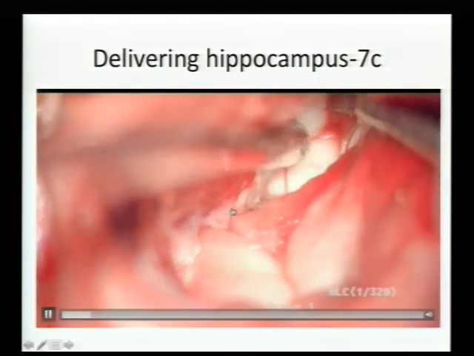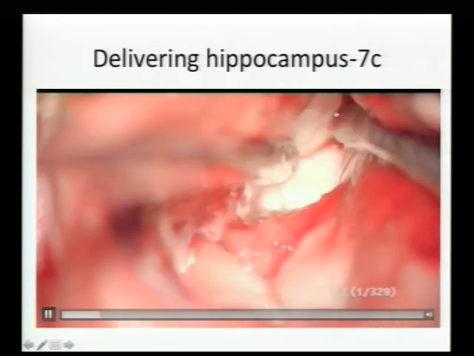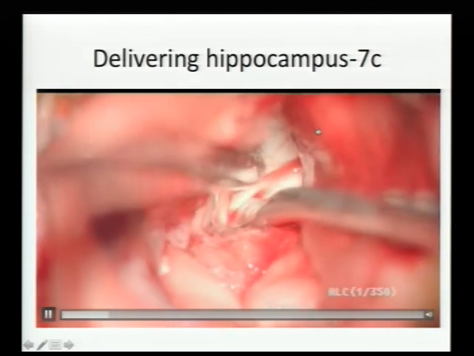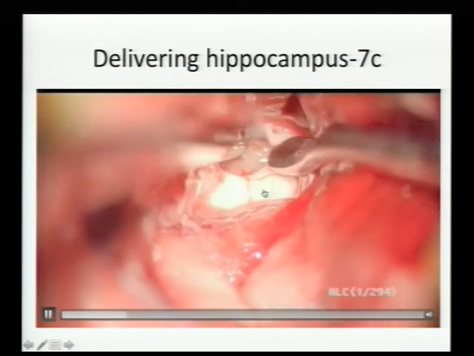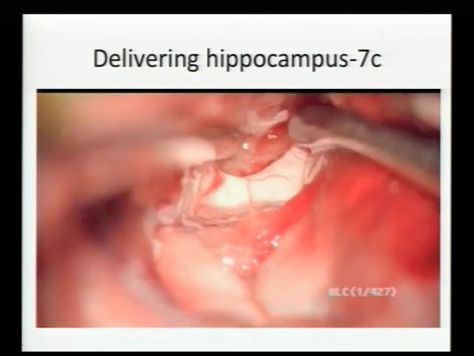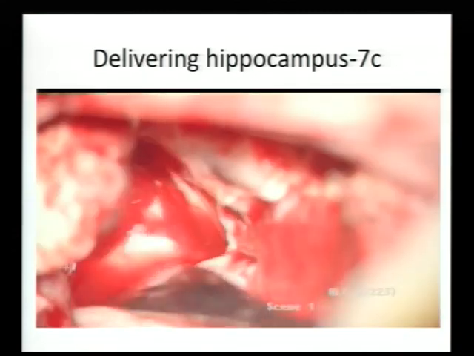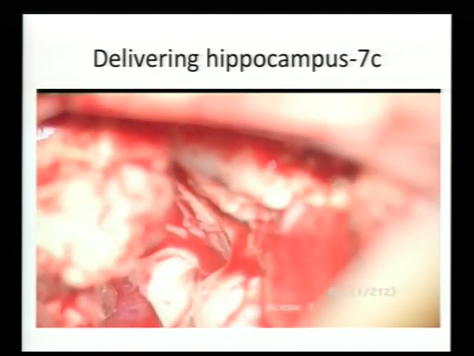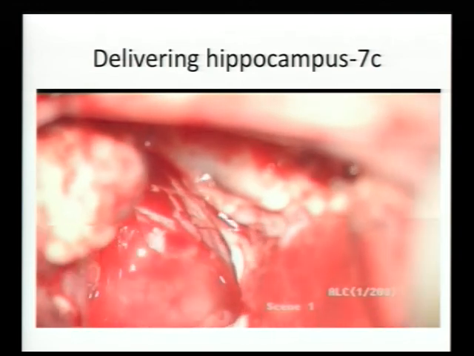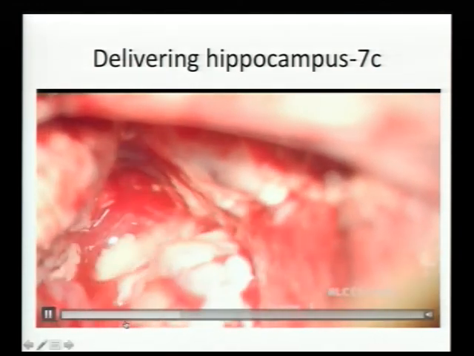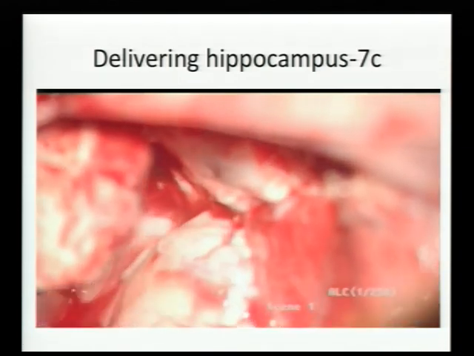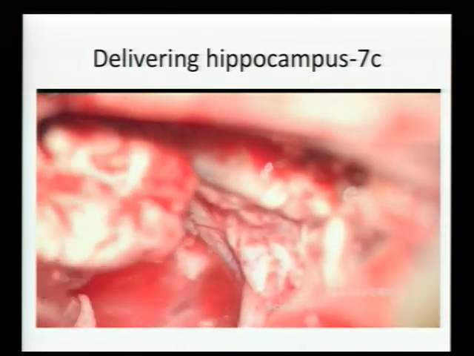So this is the medial part, this is the anterior part because this is the left hippocampus. So I use a number 4 dissector, dissect it till I go to the pia, and you can see you have to peel off the hippocampus from the pia, and as you are peeling off you will see a very nice plane developing between the hippocampus and the pia.